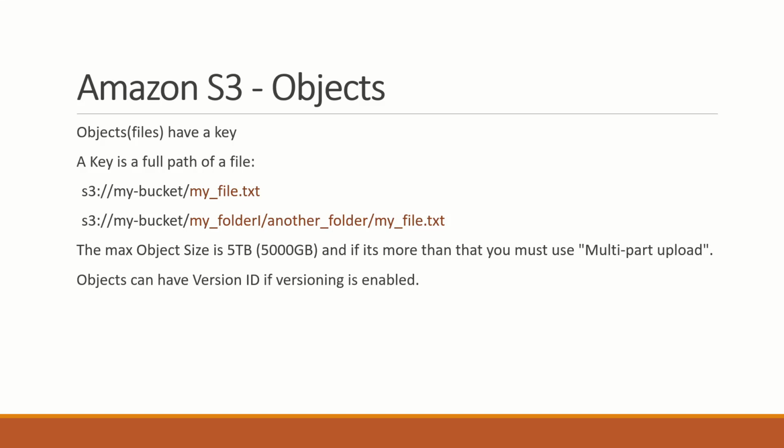There's a concept called versioning in S3, which is basically having a version of each file and it tracks it. So whenever the file changes, it will have a copy of the version. So it's more like version control. So an object can have a version ID if versioning is enabled.